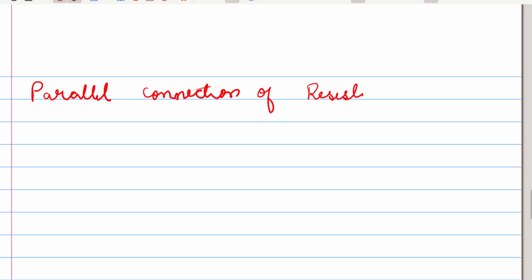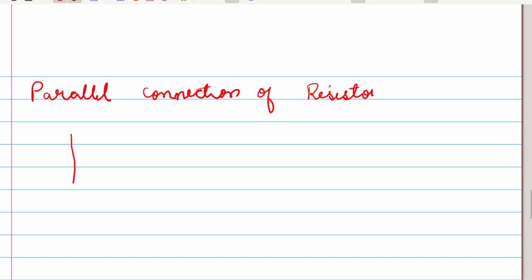Hello learners, today we will discuss the parallel connection of resistor.